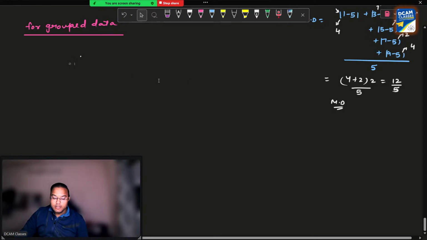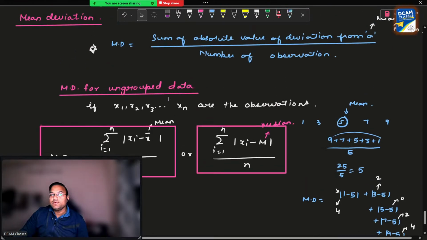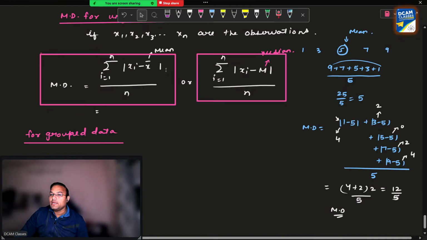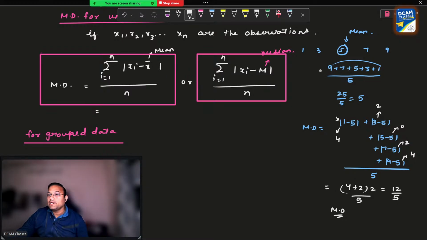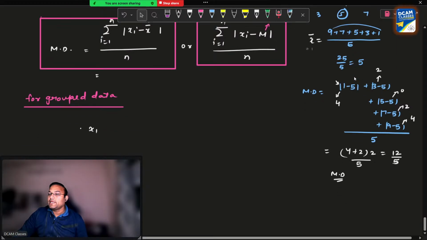For grouped data, the mean deviation and mean are easy, don't worry. Whenever the question comes, I'll show you how to calculate the mean. For example, if 5 different values were there, 1, 3, 5, 7, 9, how do we calculate the mean? Add them and divide by the number of observations. Simple, taking the average.